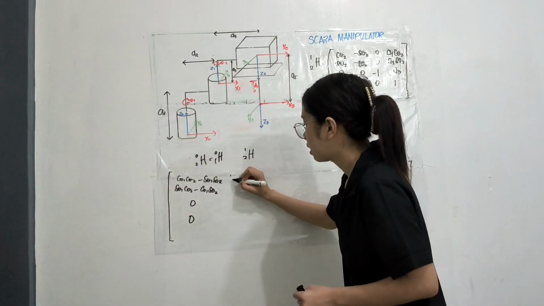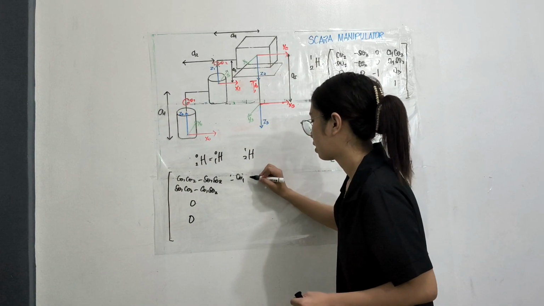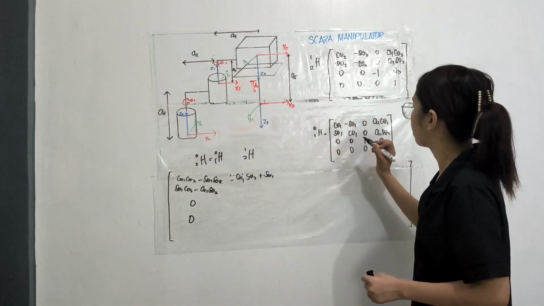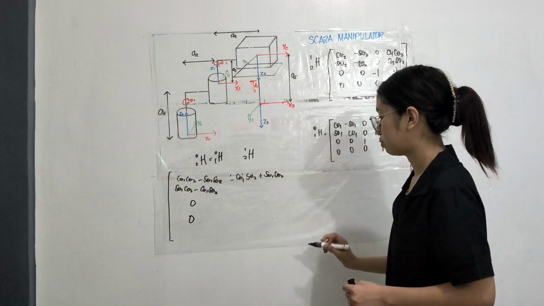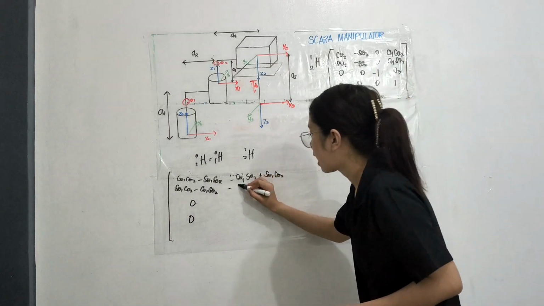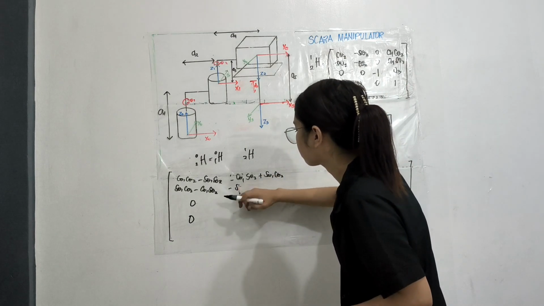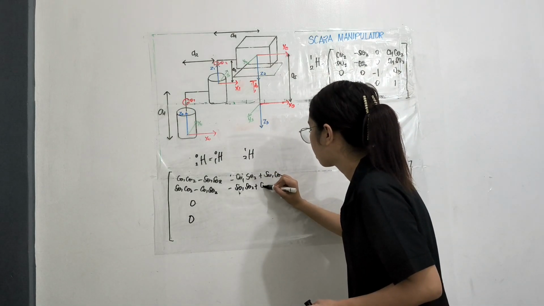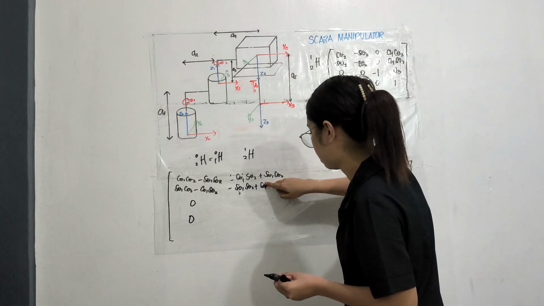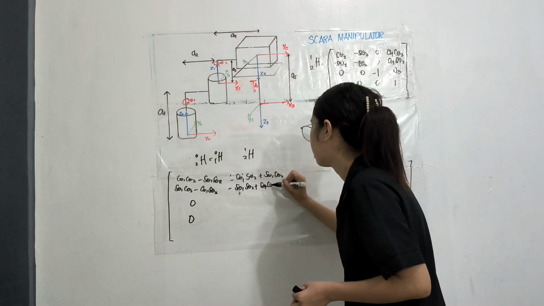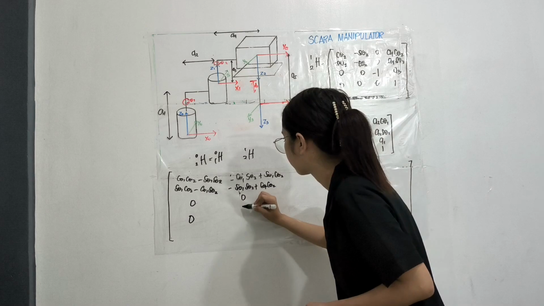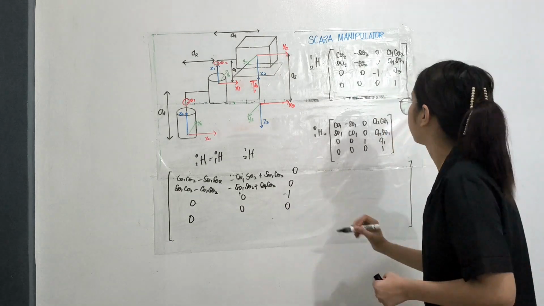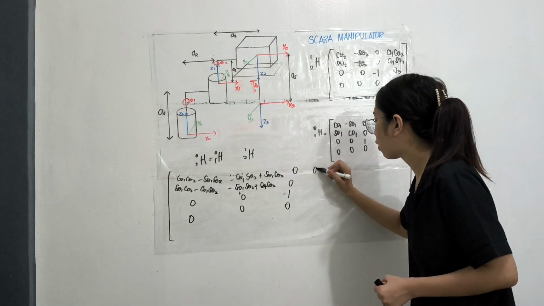So next, cosine theta 1 sine theta 2 plus sine theta 1 cosine theta 2. Then next is sine theta 1 sine theta 2 plus cosine theta 1 cosine theta 2, then 0, 0. Next is 0, 0, negative 1, 0.